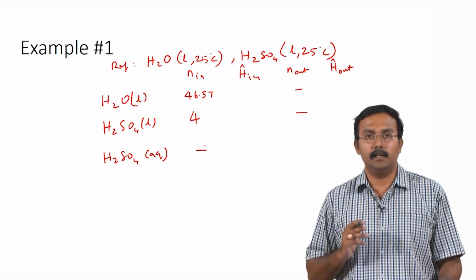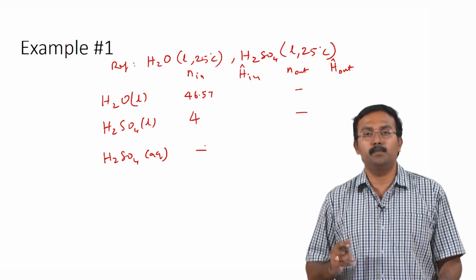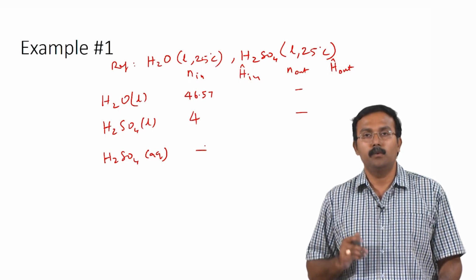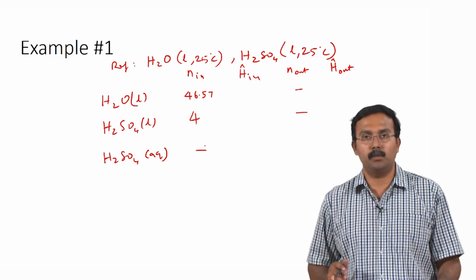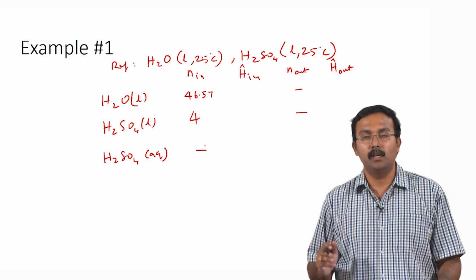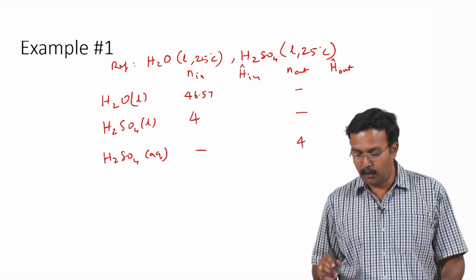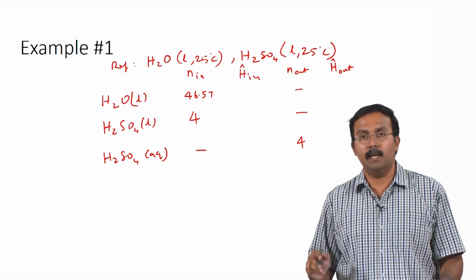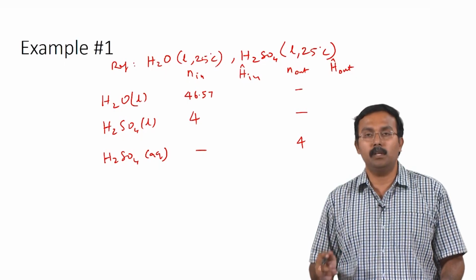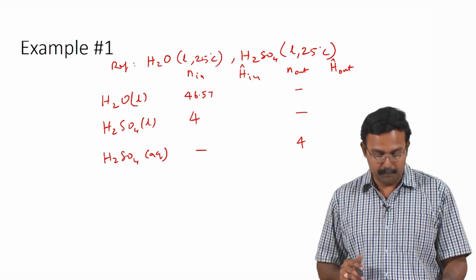If you look at the data given for heat of solution, it is given as kilojoules per mole of H2SO4. So, we should write the number of moles of H2SO4 present in the aqueous solution, not the total number of moles of the aqueous solution present. So, this means you would write 4 as the number of moles of H2SO4 present, and this should be multiplied with the enthalpy data to get the total change in enthalpy. The specific enthalpy times this will give you the total change in enthalpy.